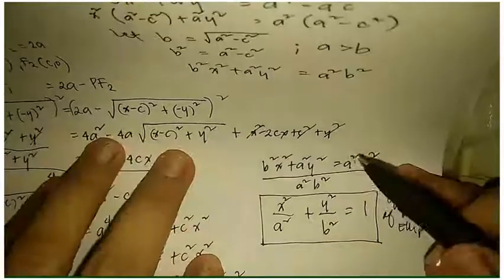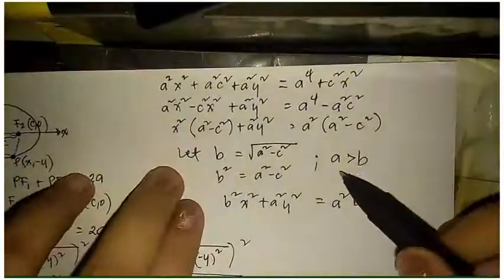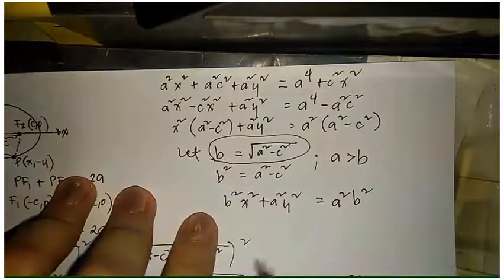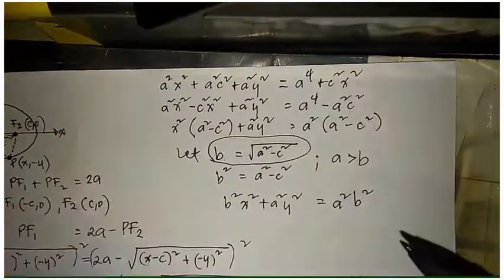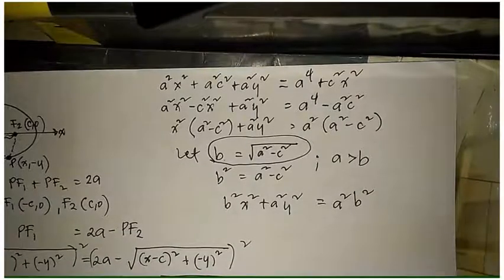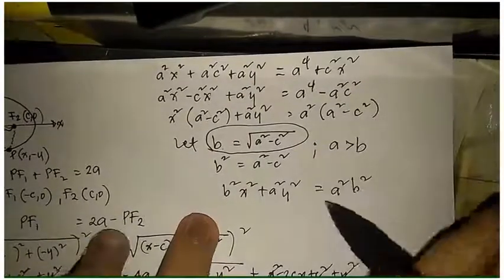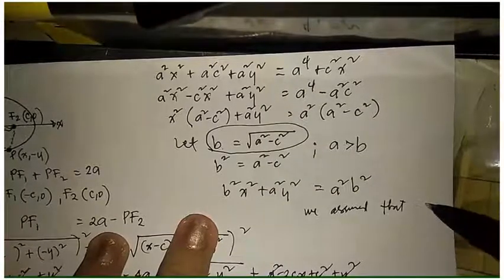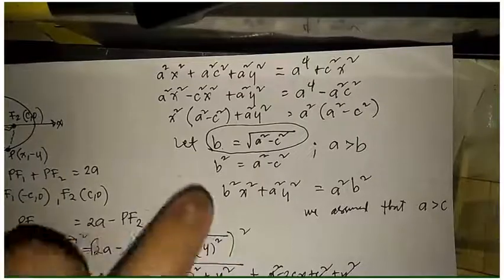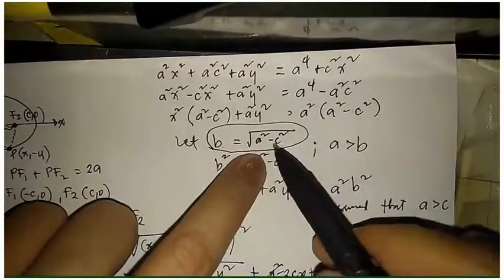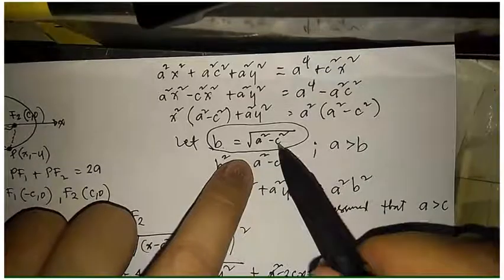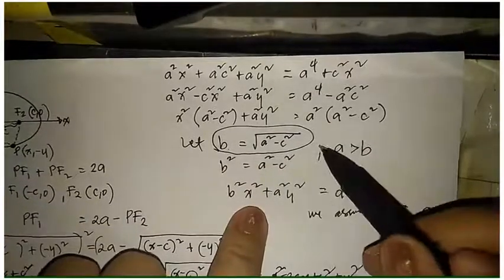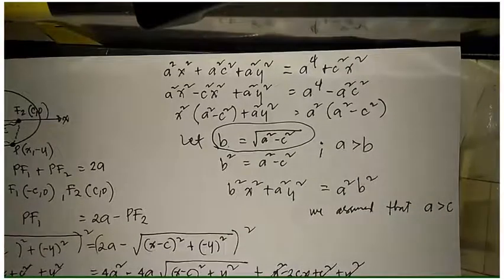From here, when we let b be equal to that one, we assumed that a is greater than c also, because we cannot have a negative radicand here. So a must be greater than c. And from there, actually also, a is also greater than b.